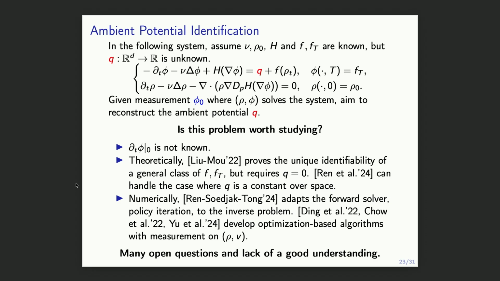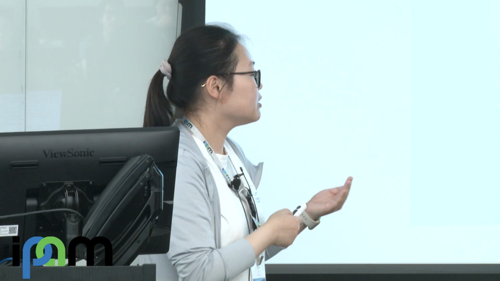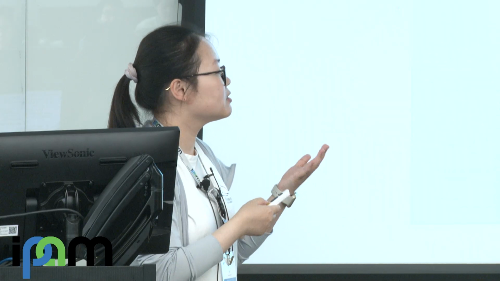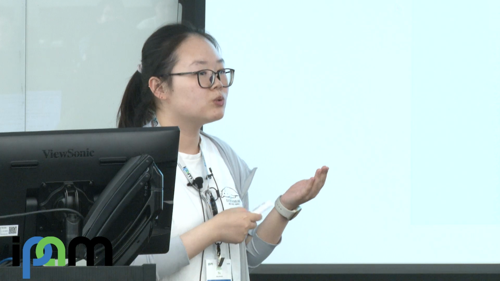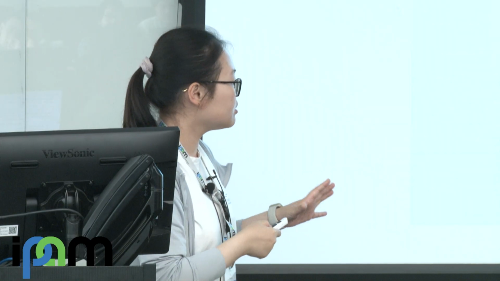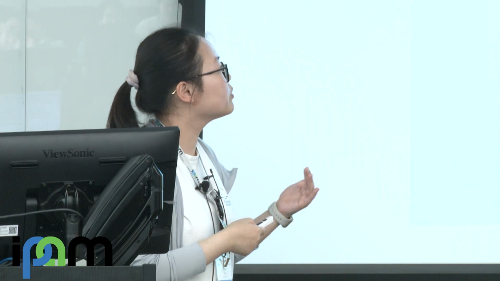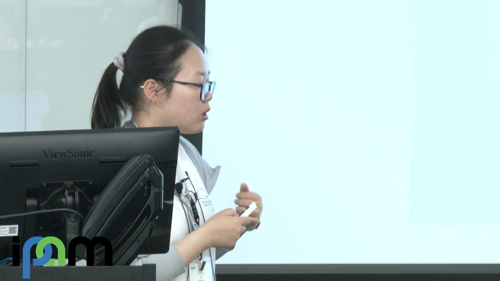And there are some other works, two from Professor Osher's group and one from me and Professor Lai and our collaborator. We also developed some optimization-based algorithm to solve this problem, but we use a different measurement, which is the density and the velocity field. So through this work, we actually want to ask what is the most informative measurement, what is something you need to collect that can effectively help you to recover the ambient potential. So there are still many open questions, and we still don't have a good understanding of this simple inverse problem.